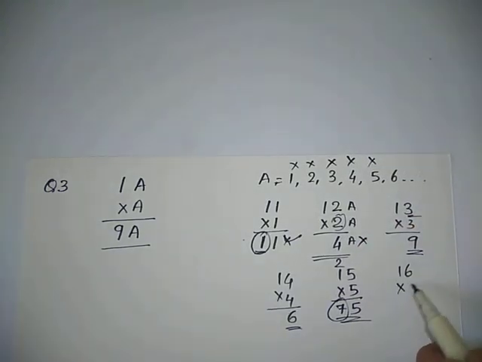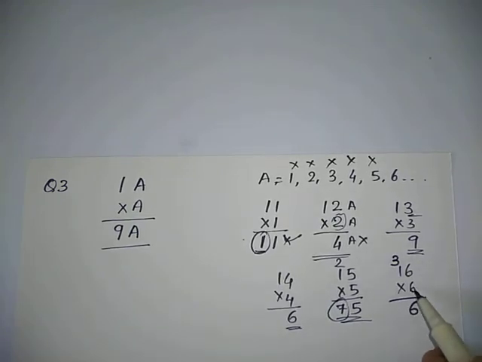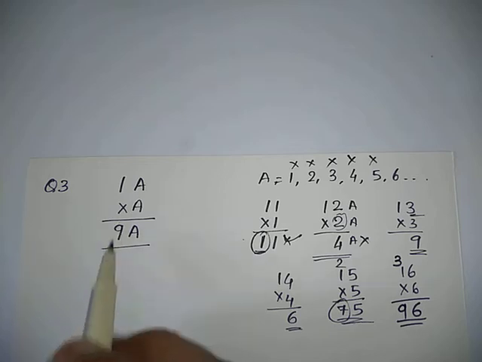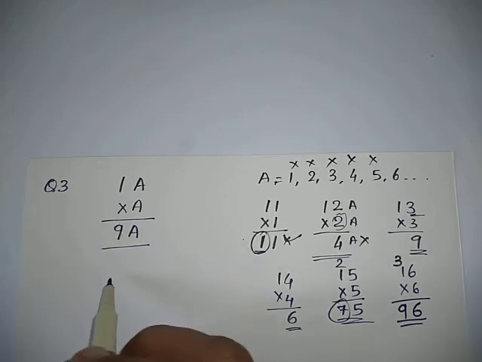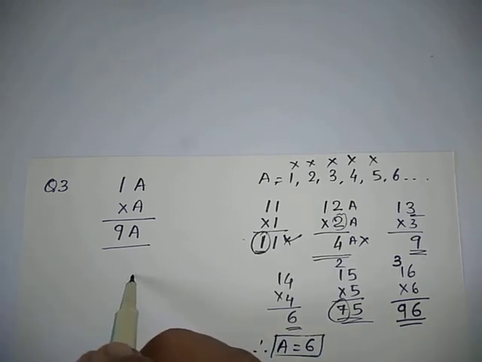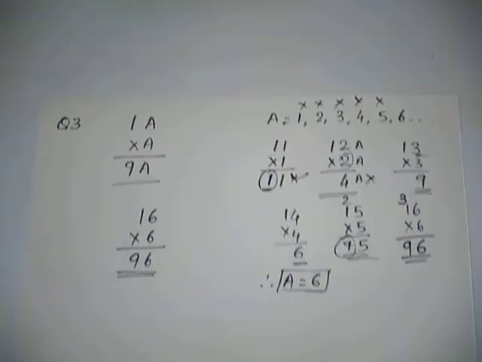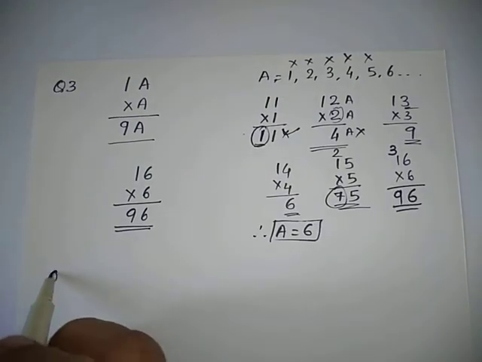I go with 6. 6 6s are 36. Yes, A value is the same. 36 means 3 carry. 6 1s are 6, 6 and 3 is 9, 96. So in the tens place also I am getting 9. Okay. Then I assure that therefore A is equal to 6. I place 6 and I get the value that is 96.